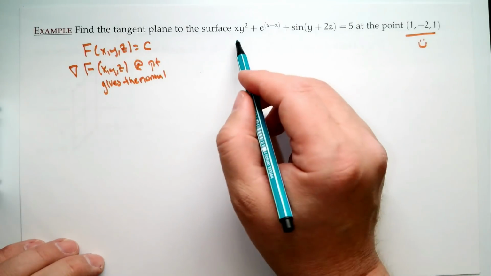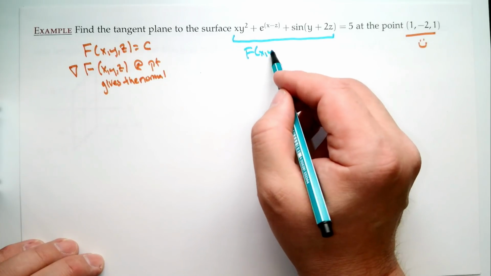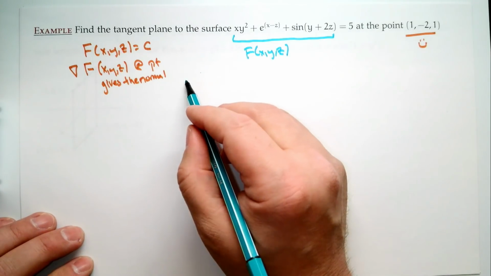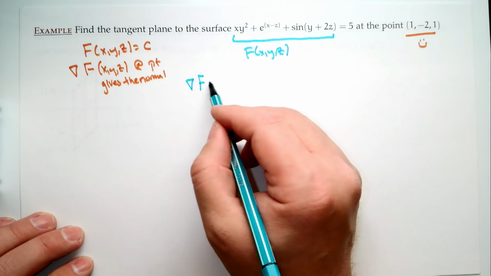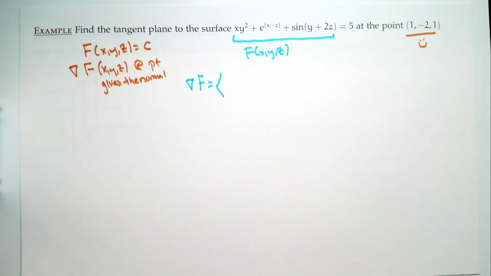And so recall, our plan is we're going to think of this as a function f of x, y, z. Where did this come from? This is really a level surface. So we're finding something perpendicular to a level surface. Okay, so this is our chance to flex our gradient muscles. So the gradient of f, now that's a vector, which is a collection of partial derivatives.